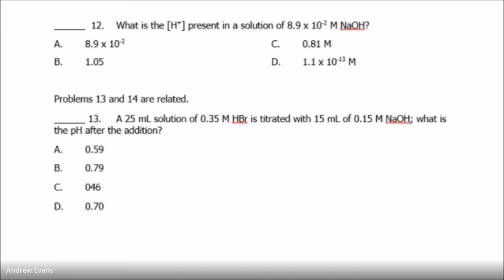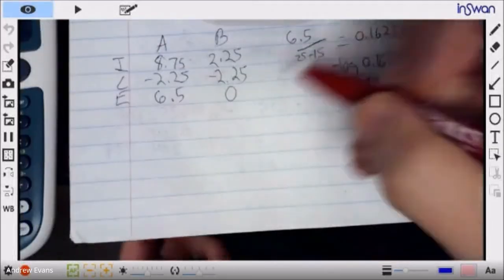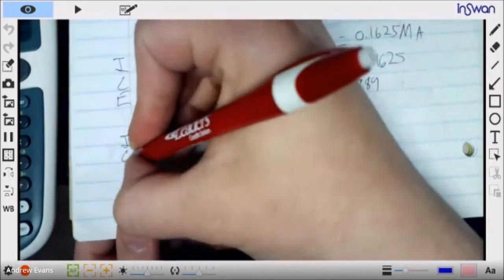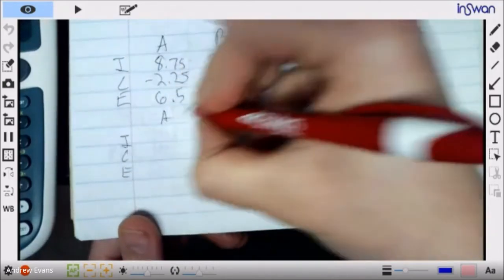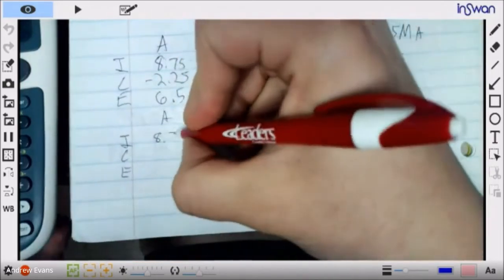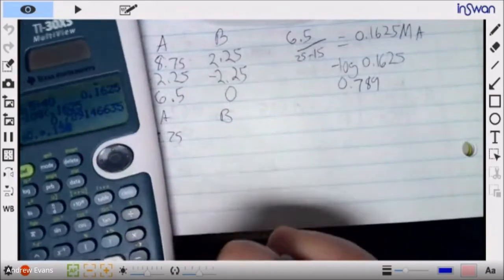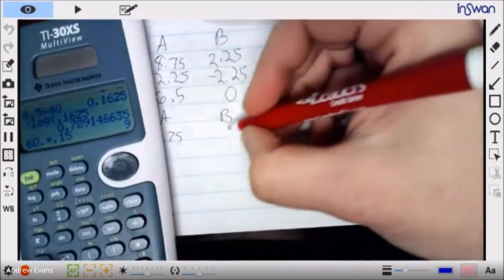Continuing down. What would be the pH of 60 mils of base? Up to 60 mils of base. So we've changed it. So set up a new ICE table. The acid is still the same. The base is changed. So 8.75. New one is 60 times 0.15, which gives us 9.